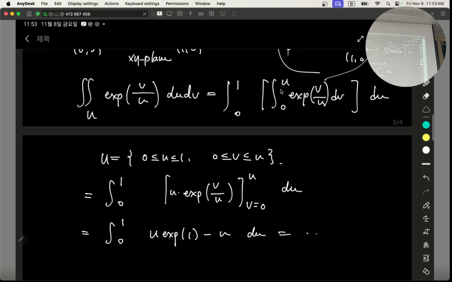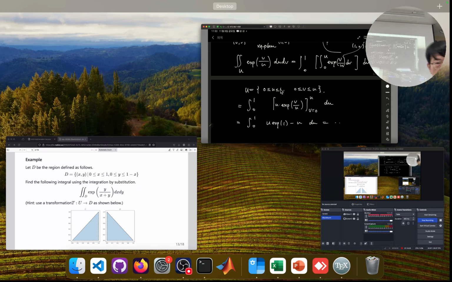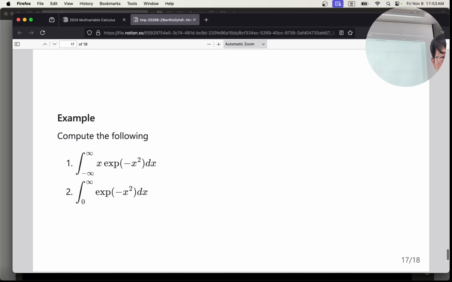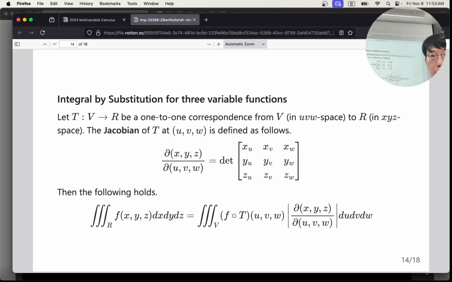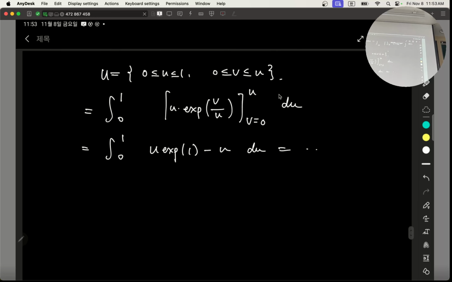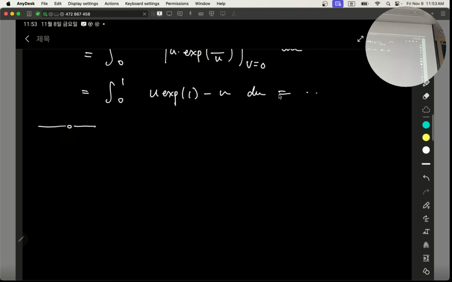So integration by substitution is a bit tricky. Okay, so let me see if I have another example here. All right, let me give you an example so that you can exercise. I don't want to move too quickly here. So here's an example.